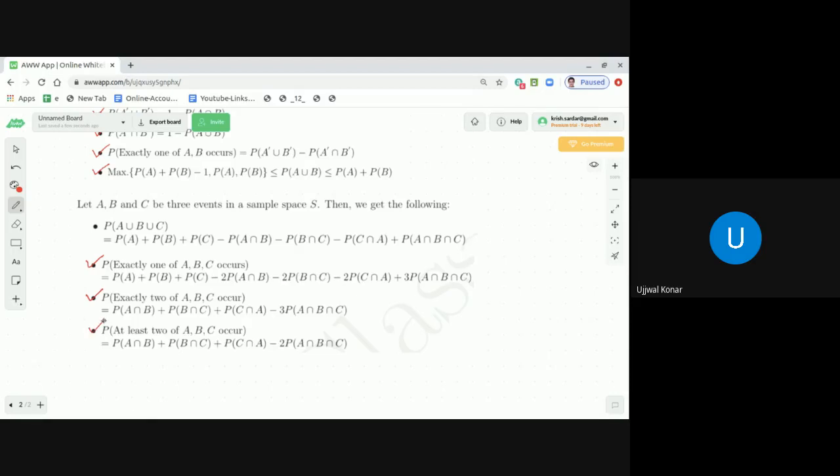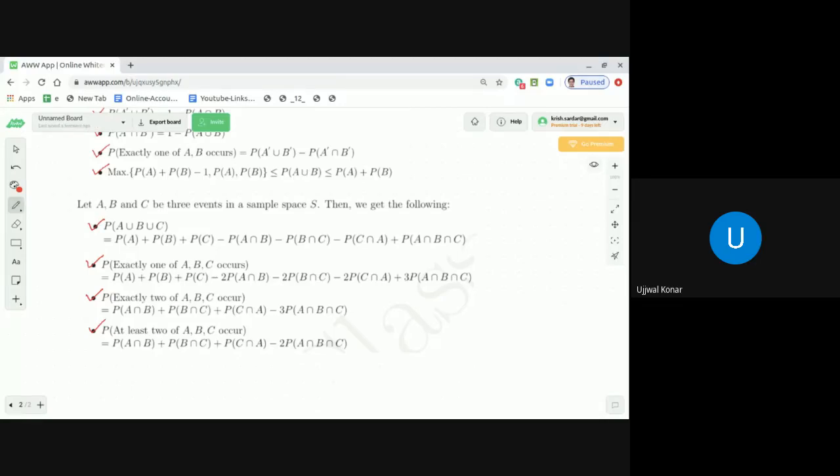That is equal to probability of A intersection B plus probability of B intersection C plus probability of C intersection A minus 2 times probability of A intersection B intersection C. These are the formulas related to the three events, dear students.